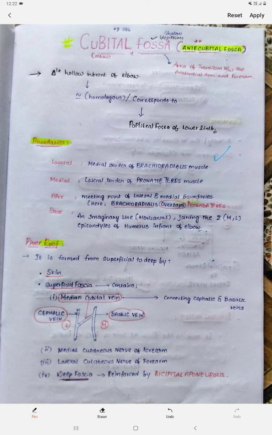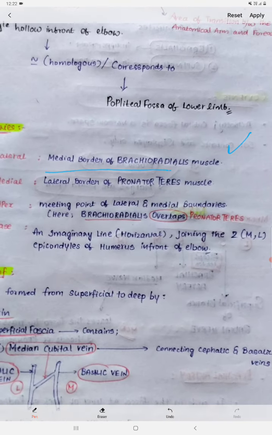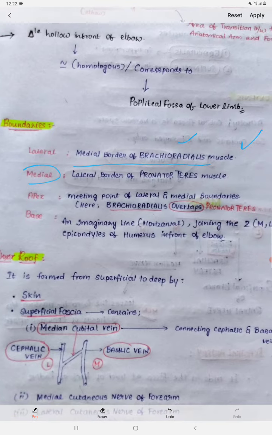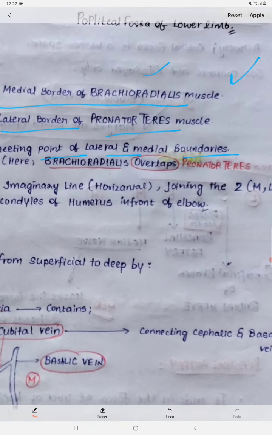So the lateral one, we have the medial border of the brachioradialis, accepted, and another one the medial one. Medial boundary is the lateral border of the pronator teres. Apex means meeting point of lateral and medial boundaries, that is nothing but the brachioradialis muscle on the lateral side and the pronator teres muscle on the medial side. Okay, but here we need to take an extra edge. Remember this point, that brachioradialis overlaps the pronator teres, which means pronator teres will be present below, right? And then upon that the brachioradialis will be present.